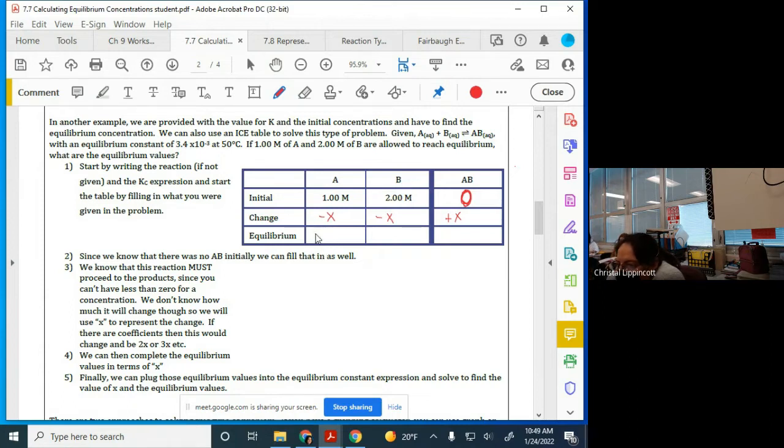Okay? So then at equilibrium, this is going to be 1 minus x. This will be 2 minus x, and this will be x. Okay, now they told us that our K value was this guy. So we know that 3.4 times 10 to the minus 3 is going to equal x over 1 minus x times 2 minus x. Algebra.